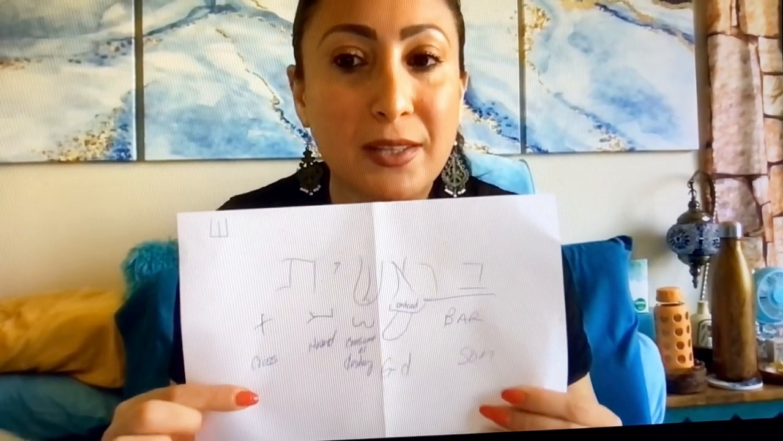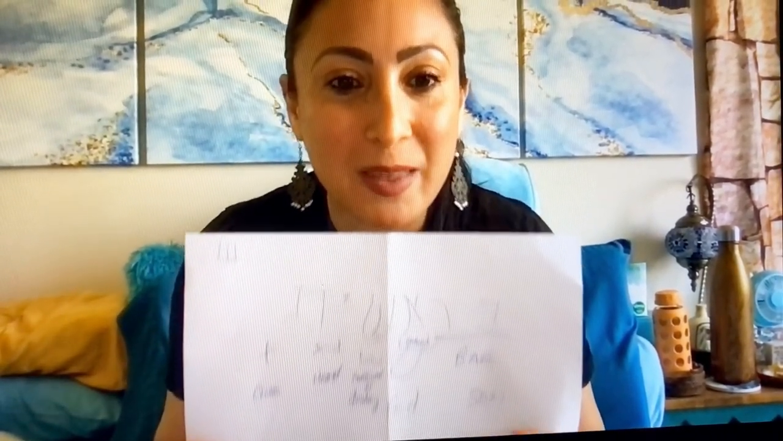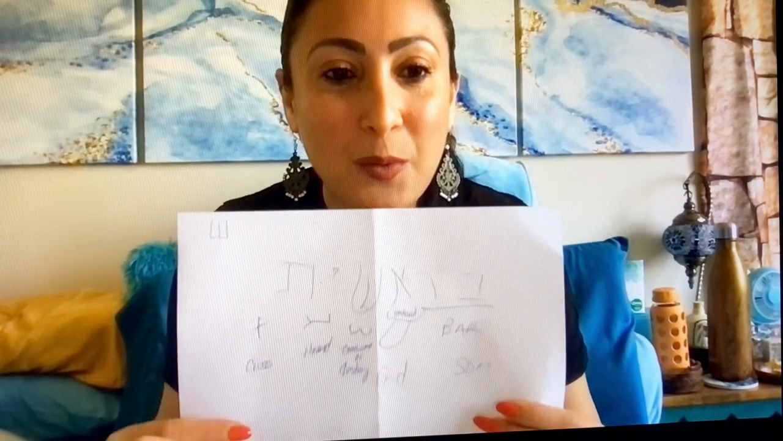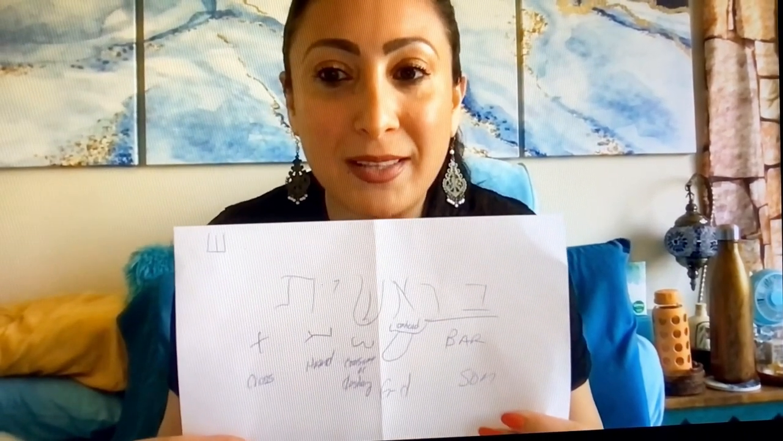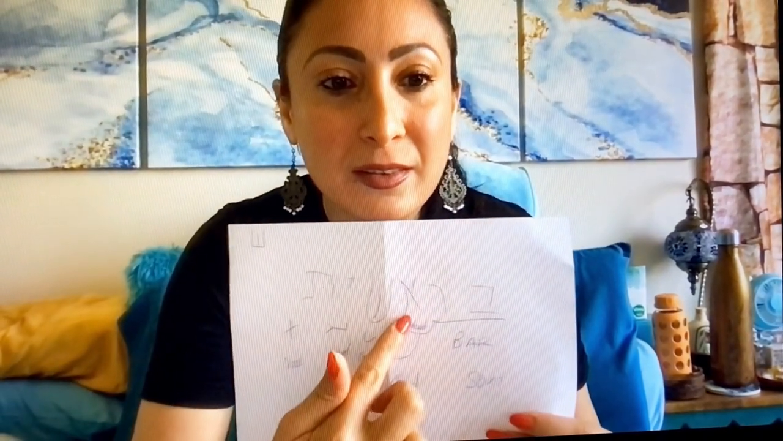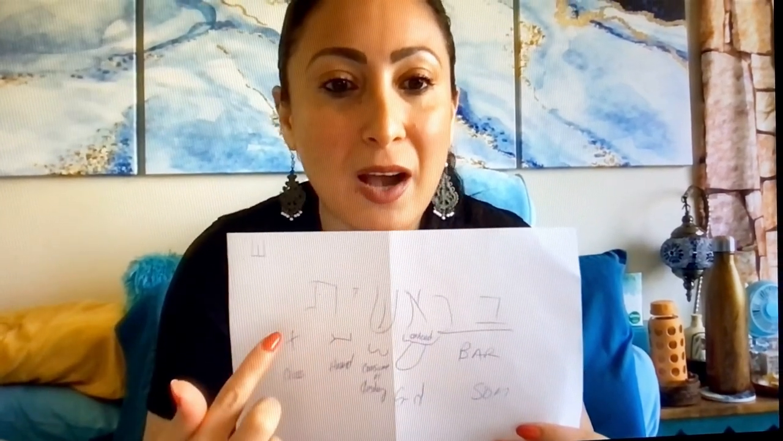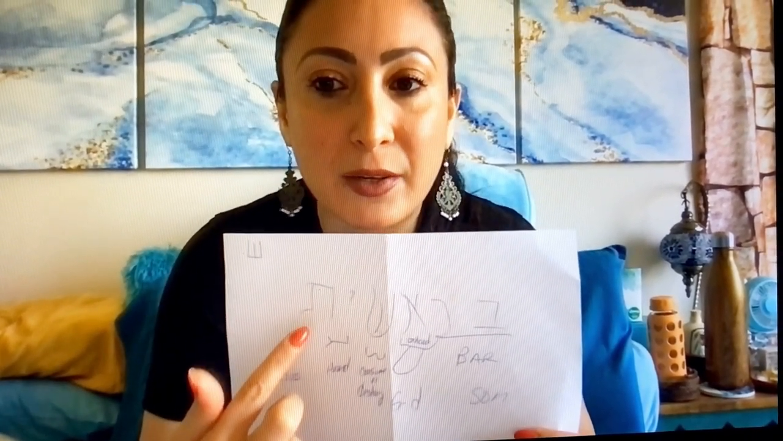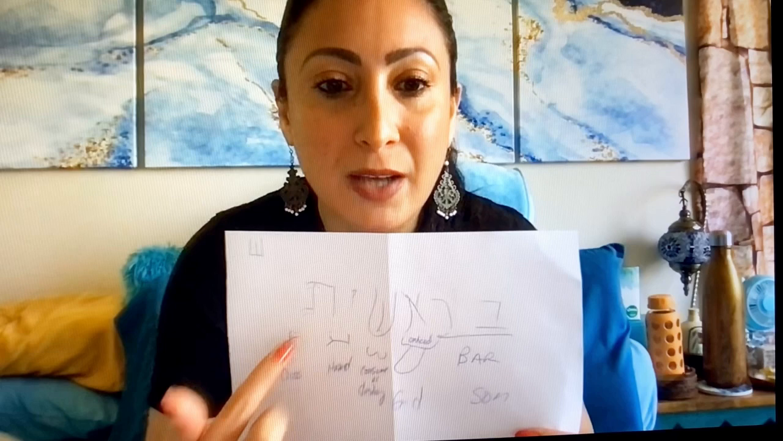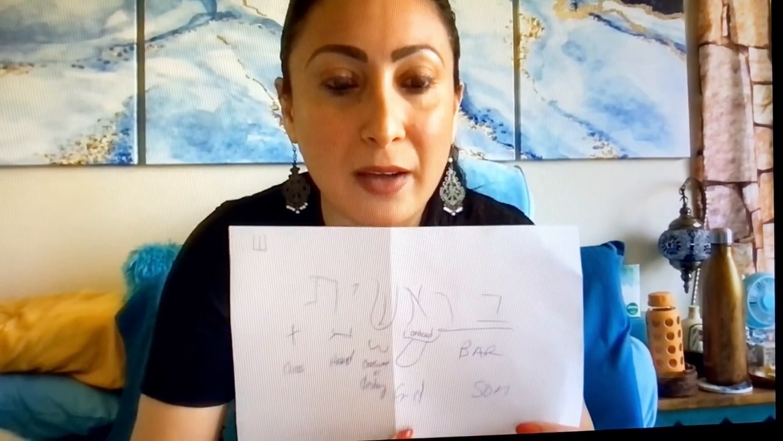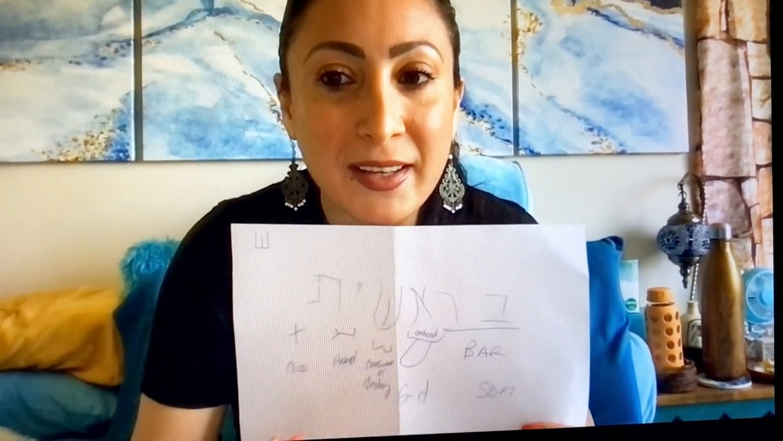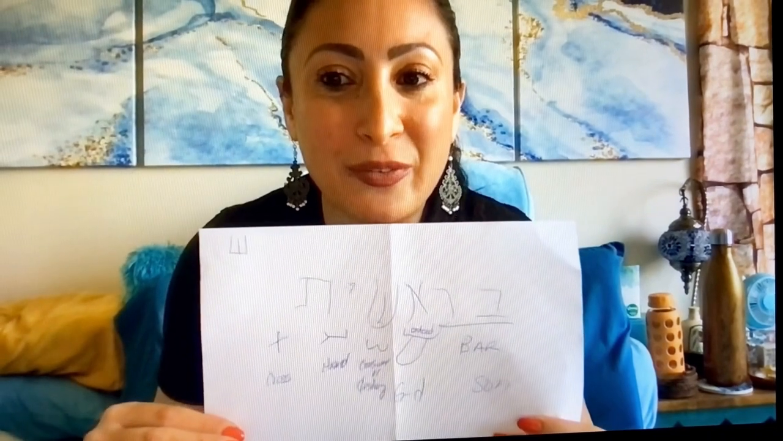You know how Jesus says he's the Alpha and Omega, the beginning and the end? Well, in Hebrew, that is Aleph, the first letter of the Hebrew alphabet, and Tav, the last letter of the Hebrew alphabet, right? Tav is the cross. Aleph is God, right? Then he says that he's the way, the truth, and the life.